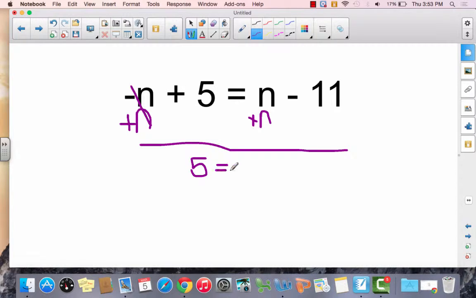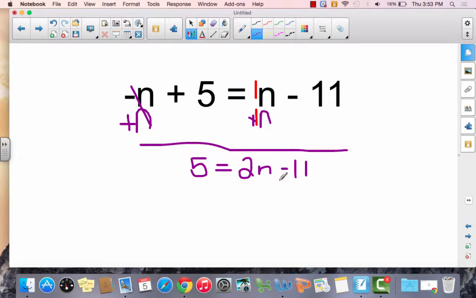equals, and keep in mind both of these n's have that invisible 1 sitting in front of them, so I'm really adding a 1n plus a 1n, which gives me 2n, and we bring down the minus 11. And again, you're back to a normal two-step equation at this point, so I'm looking to get n by itself on this side of the equal sign.